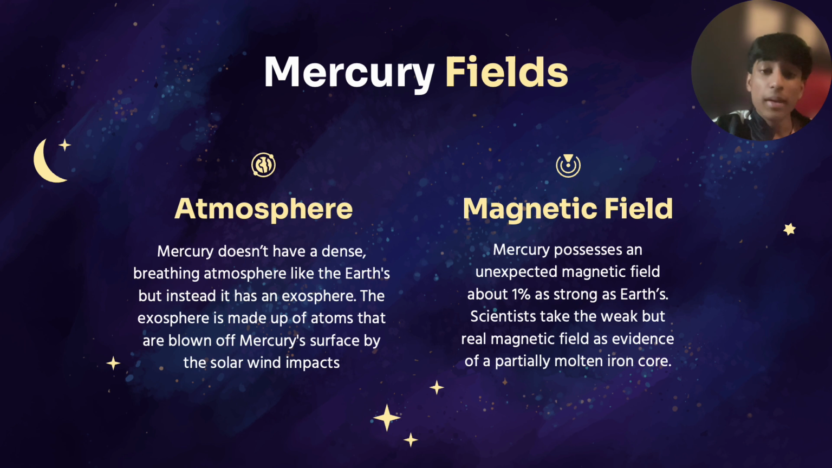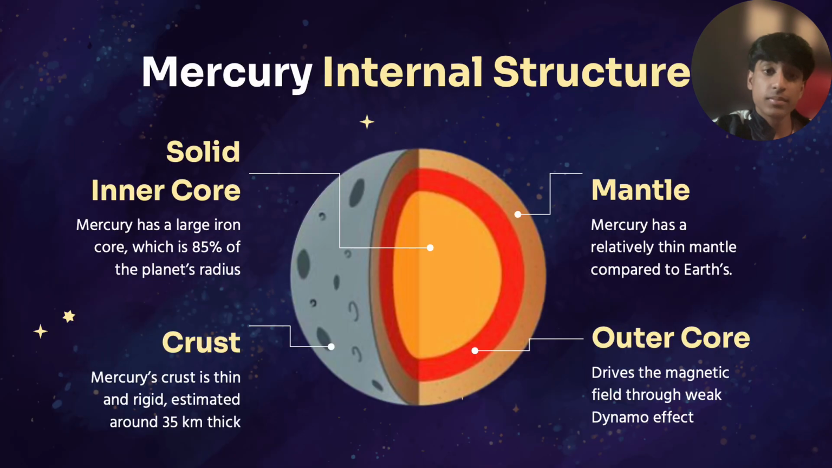Now, let's go beneath the surface and explore what lies inside the planet, its internal structure. Mercury's interior is dominated by a massive iron core, making up about 85% of its radius. This gives Mercury the second highest density in the solar system after Earth. The molten iron inside is thought to help generate its weak magnetic field.